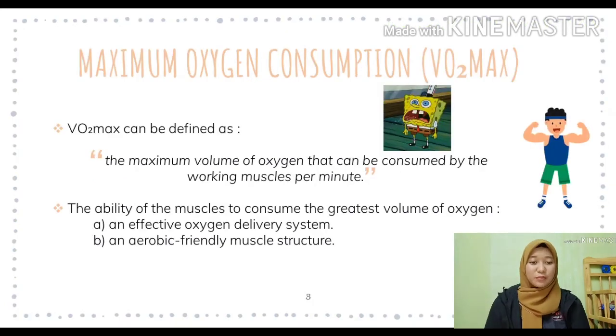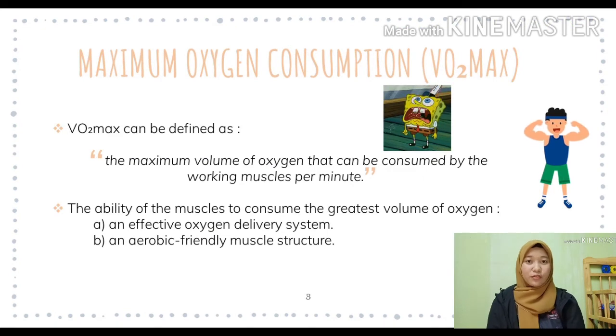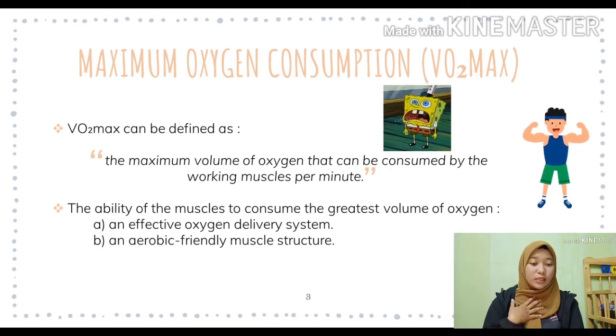Okay, next is maximum oxygen consumption, which is known as VO2 max, and can be defined as the maximum volume of oxygen that can be consumed by the working muscle per minute. The ability of the muscle to consume the greatest volume of oxygen has two factors. First is the effective oxygen delivery system that brings oxygen from the atmosphere into the working muscle. The second is an aerobic-friendly muscle structure, which has a large volume of myoglobin.